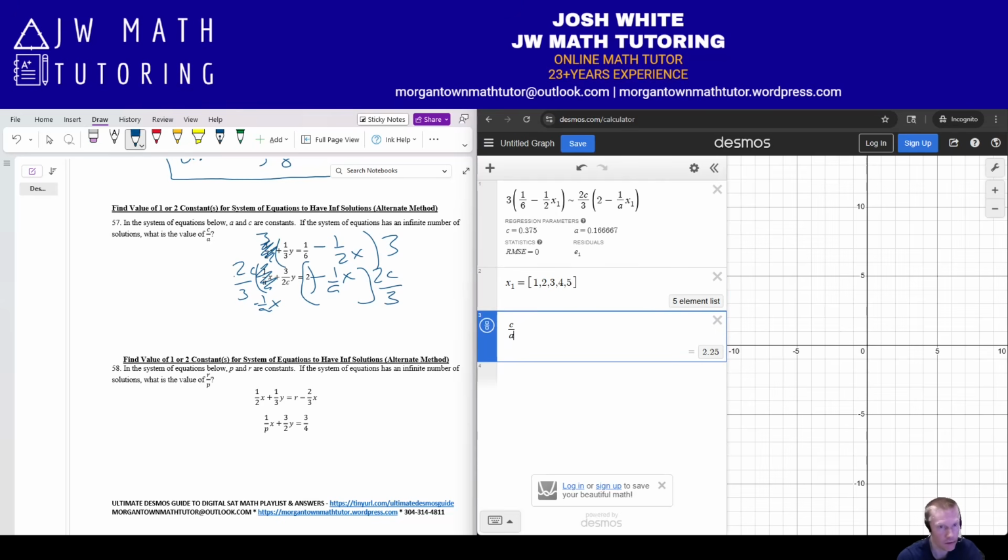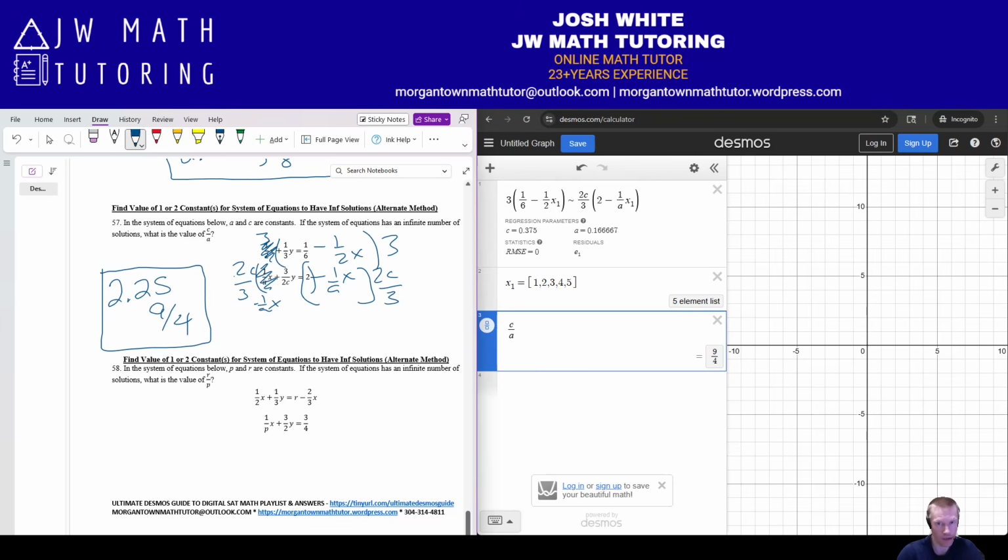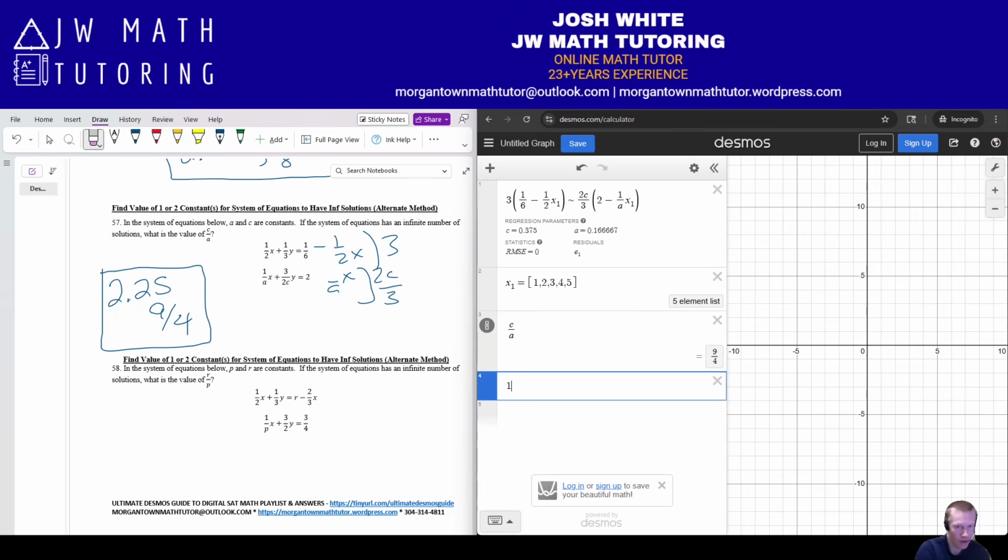So what is the value of c over a? It is 2.25, or 9 over 4. Just click the fraction button. There we go. So either of those would be acceptable as correct answers. And again, just to confirm that we have the right solution, what I'm going to do is I'm just going to graph each of these lines, and we'll hopefully see they are the same line.